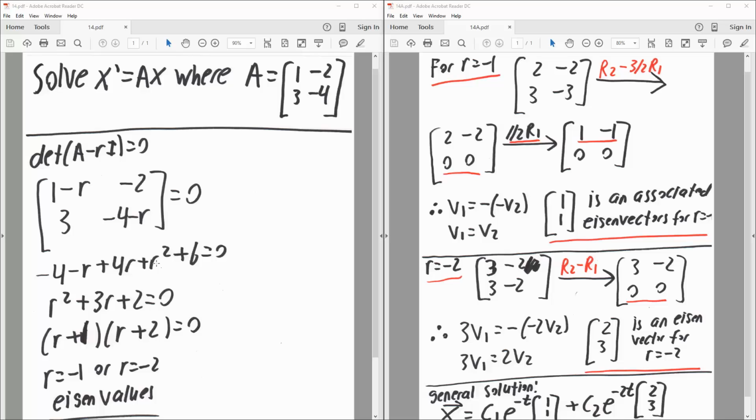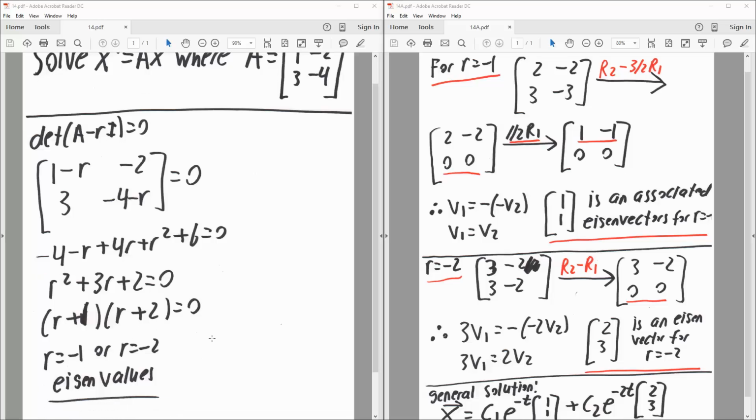And so now we want to group everything. So we have r squared plus, so 4r minus r would give us plus 3r. 6 minus 4 will be plus 2 is equal to 0. And we can factor this out by saying parentheses r plus 1 times r plus 2 is equal to 0. And so our eigenvalues will be r is equal to negative 1 or r is equal to negative 2.